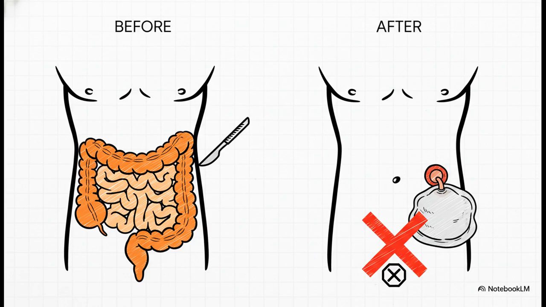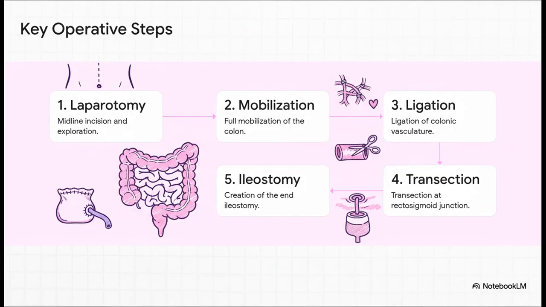Walk me through the key technical steps of this operation. Certainly. So first, we'll do a midline laparotomy to get good exposure and have a look around. Second, we fully mobilize the colon, all the way from the cecum to the sigmoid. Third, we ligate the main colonic blood vessels, the ileocolic, middle colic, and inferior mesenteric arteries, but we do it close to the bowel wall.